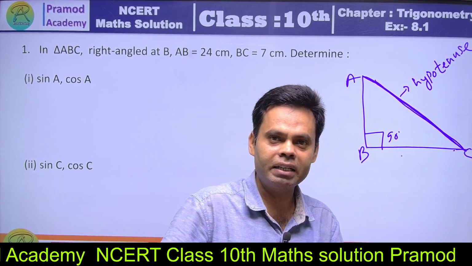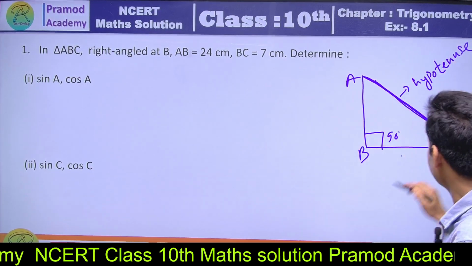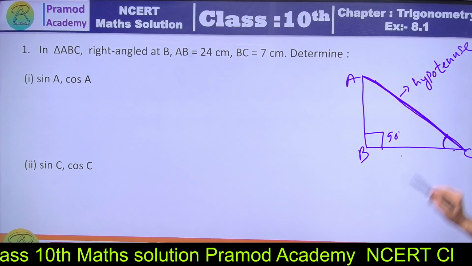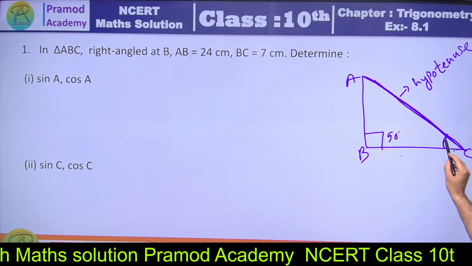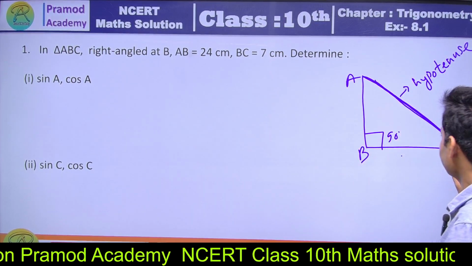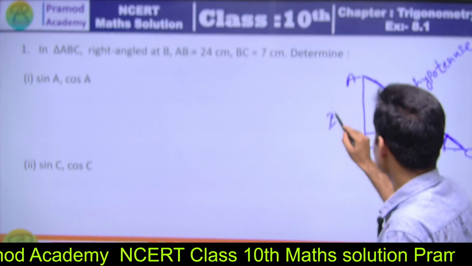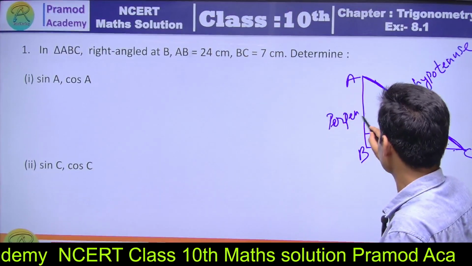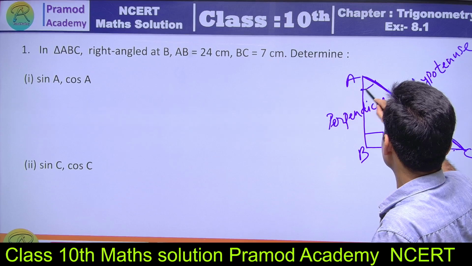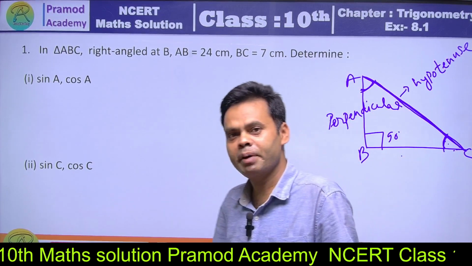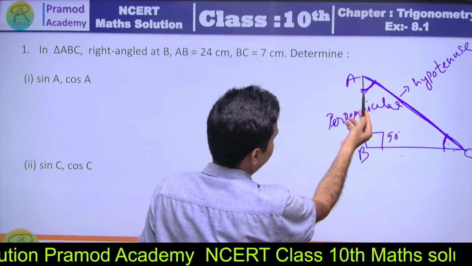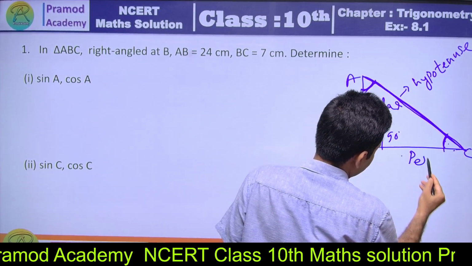The other 2 sides always vary according to the angle. Suppose I take this angle C, then the side in front of angle C is called perpendicular. So for this angle, perpendicular will be this. If I take this angle A, then the perpendicular will change. So it will vary according to the angle.